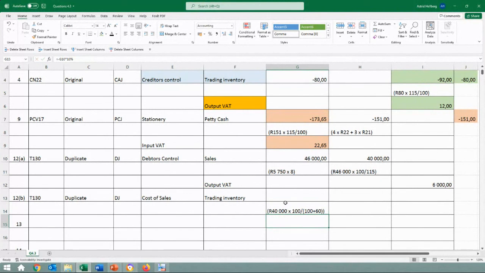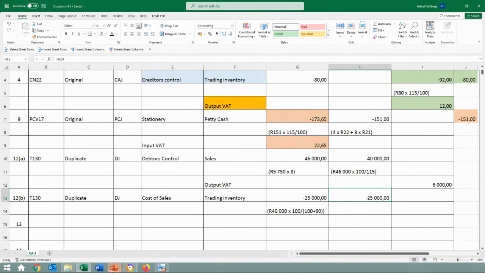Okay, when you do that calculation, we would decrease our inventory with 25,000, and we would move that exact same amount to owner's equity, which is the cost of sales account, which is an expense account. Okay, very important for this transaction, where we move it from trading stock to cost of sales, there is no VAT on that specific transaction.